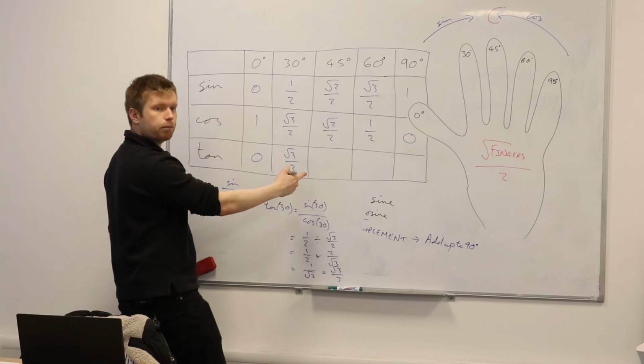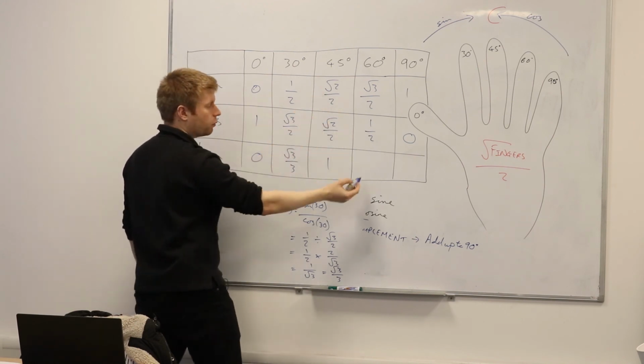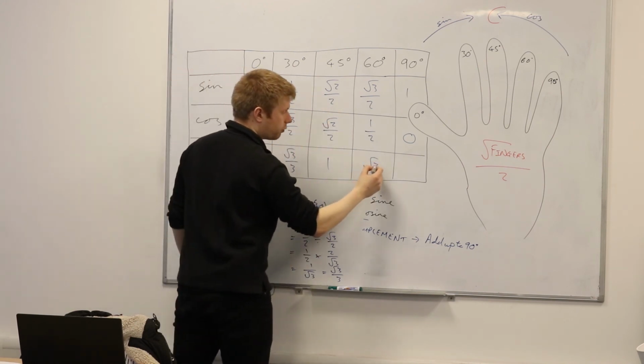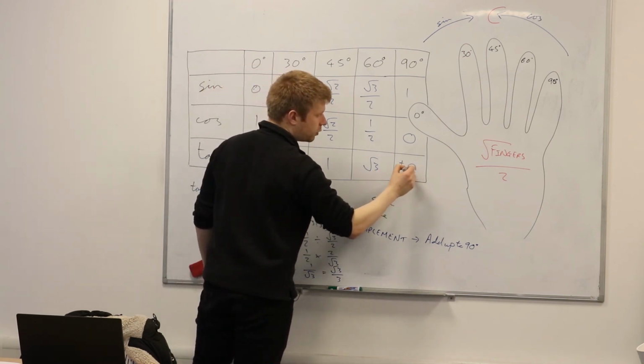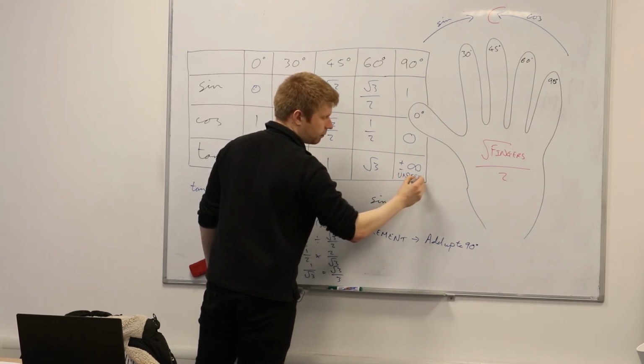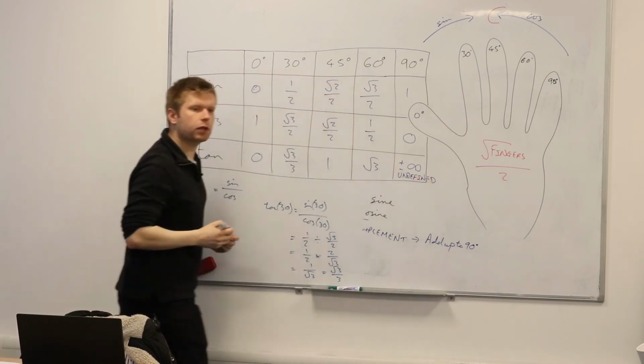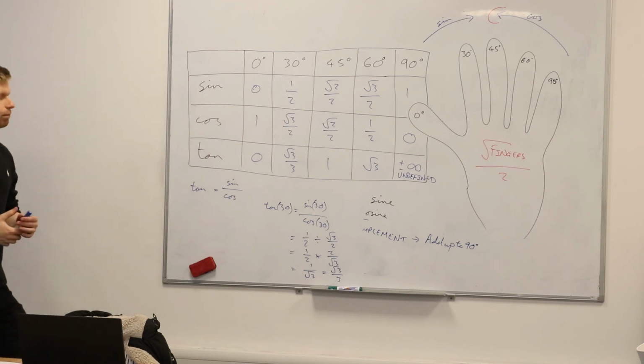What's that one? 1. It's 1 because you're dividing by the same thing. What's this one? Square root 3. What's this one? It doesn't exist. Yeah, you can say plus or minus infinity if you know what you're doing, but I would just put undefined. Okay? Because you can't divide something by 0.